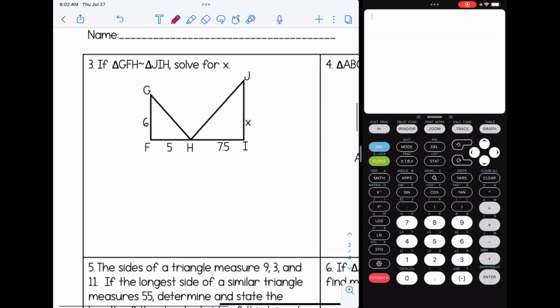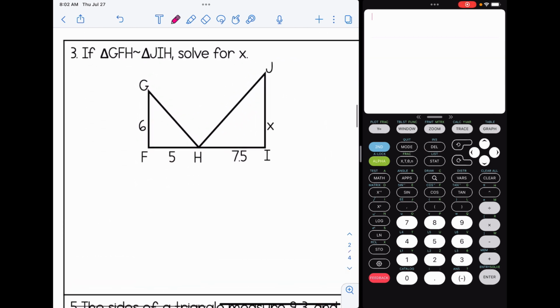All right, number three. If triangle GFH is similar to triangle JIH, solve for X. Okay, well, the corresponding sides are proportional, so 6 and X correspond, and 5 and 7.5. What I mean by that when I say they correspond, that really means that GF and JI correspond, so I could use their side lengths, 6 and X, to help me set up the proportion.